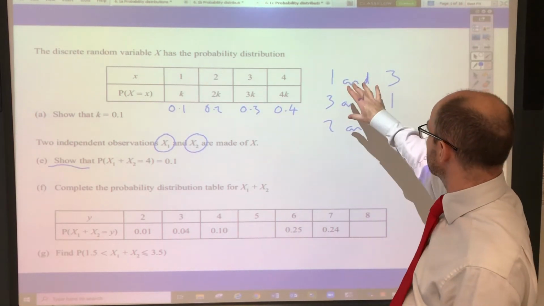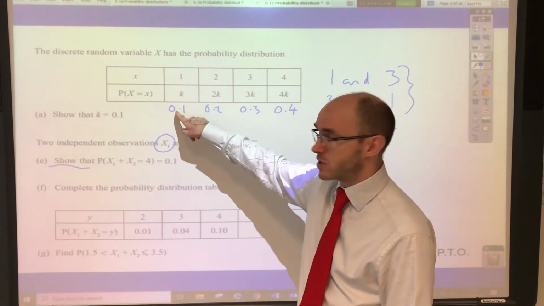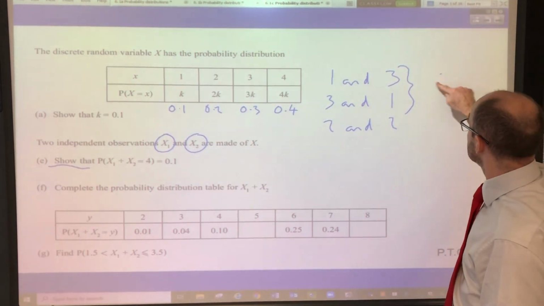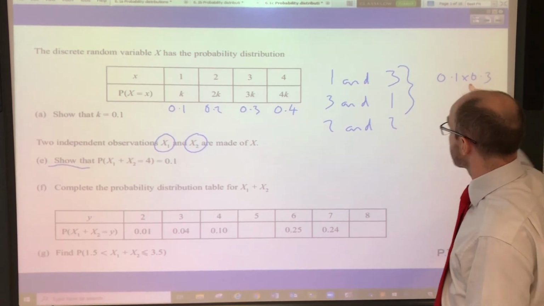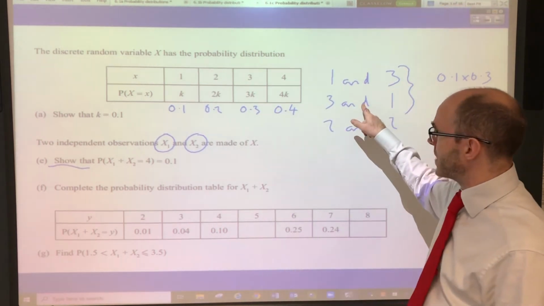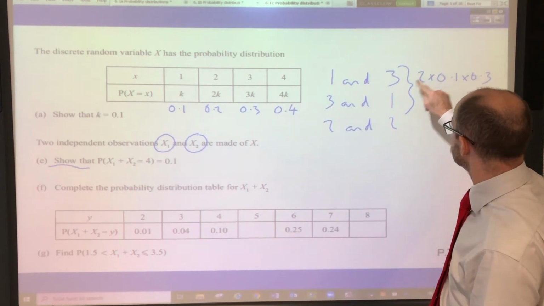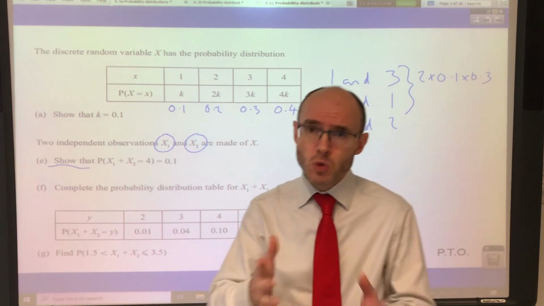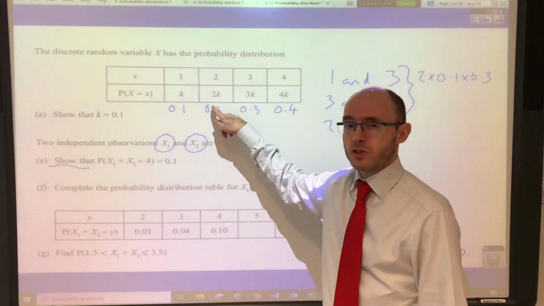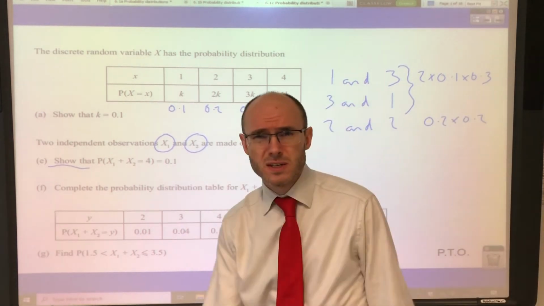Let's just take these one at a time. The probability of getting a 1 and a 3 is 0.1 multiplied by 0.3, because it's that probability multiplied by that probability there. And the same with that: 0.3 times 0.1. So in shorthand you could write it down as 2 multiplied by that, because there are 2 ways of getting a 3 and a 1. And for getting a 2 and a 2, it's going to be 0.2 times 0.2. You can write squared if you want, but I don't bother when it's with decimals, to be honest.